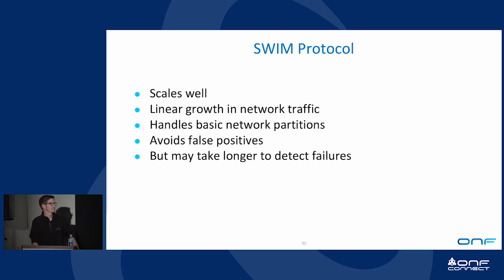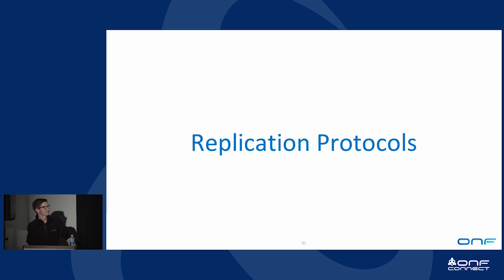This protocol scales much better. The growth in network traffic is much lower, it handles some basic network partitions, and avoids false positives. But the downside is that the way it ultimately marks peers dead requires more time. So there's a trade-off, and this is where we start to allow trade-offs, where you can opt for faster failure detection or more reliable failure detection. But how does Atomix replicate state then?